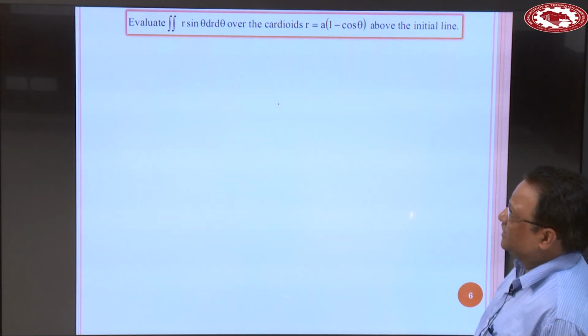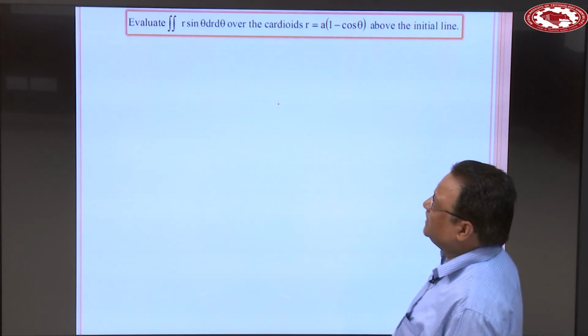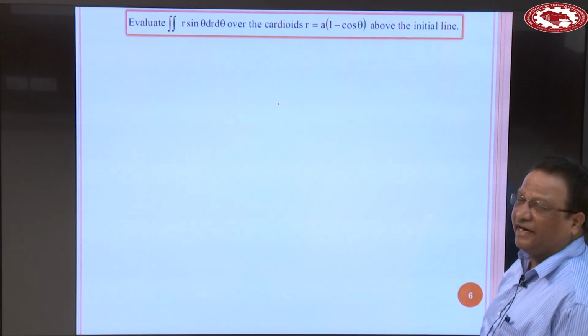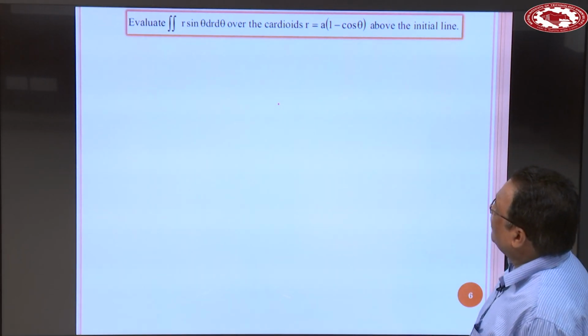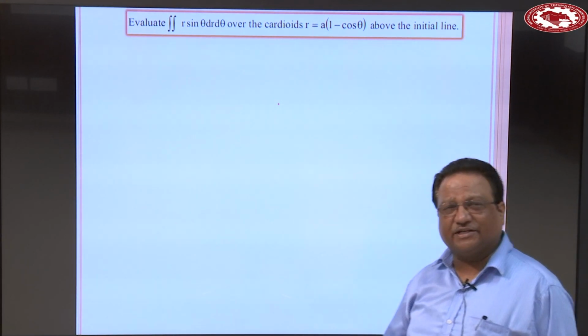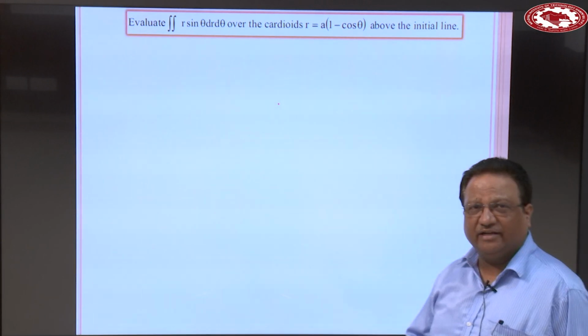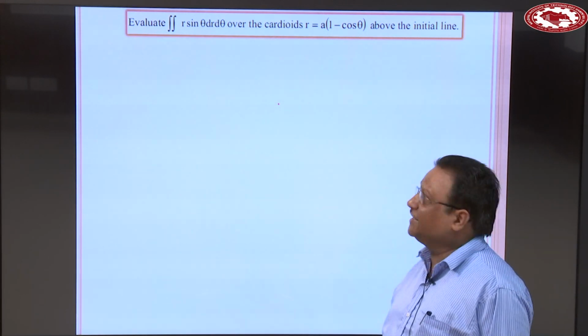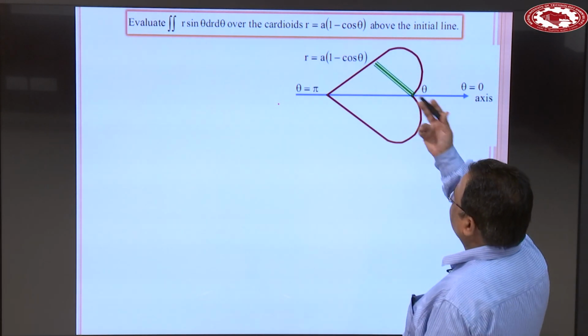Now one more question: evaluate the double integral of r sin theta dr d theta over the cardioid r is equal to a(1 minus cos theta) above the initial line. So first draw the rough sketch of this problem. You need limits for this double integral problem. So this one is the rough sketch of this cardioid.